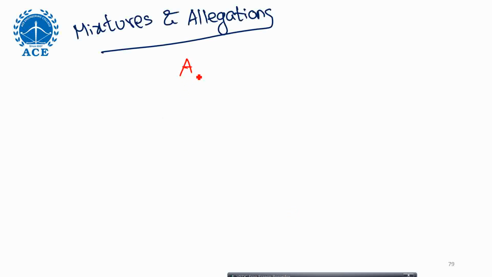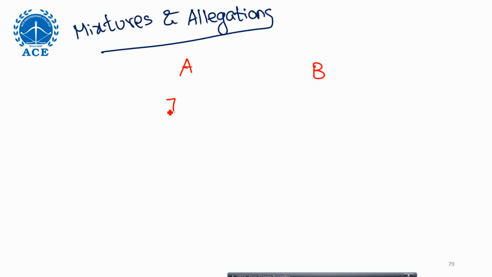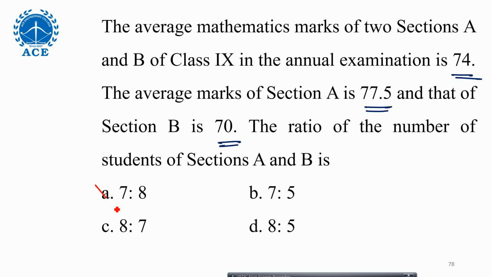A section average is 77.5. B section is 70, but overall 74. Now, my simple point is: is 74 close to 70 or close to 77.5? 74 is close to 77.5, which means there are more people from section A compared to section B. So the first one should be more than the second one. A and B are eliminated.